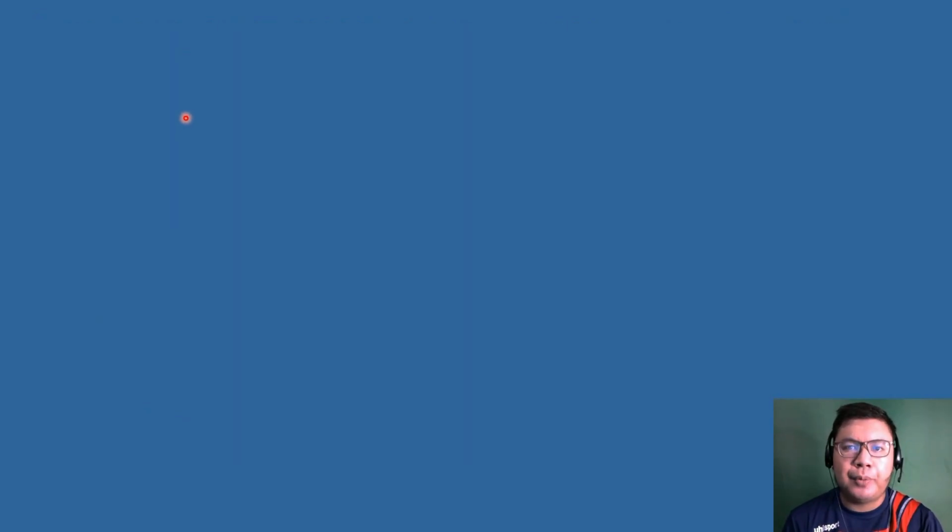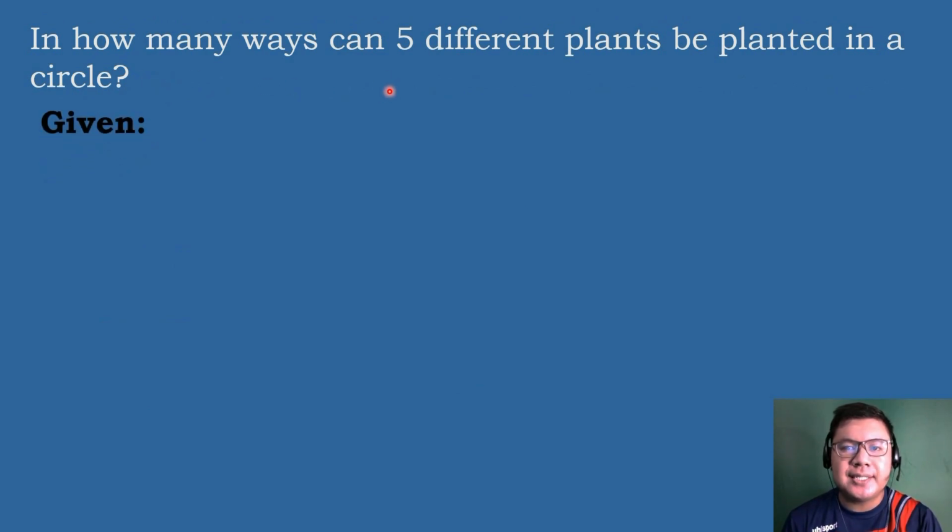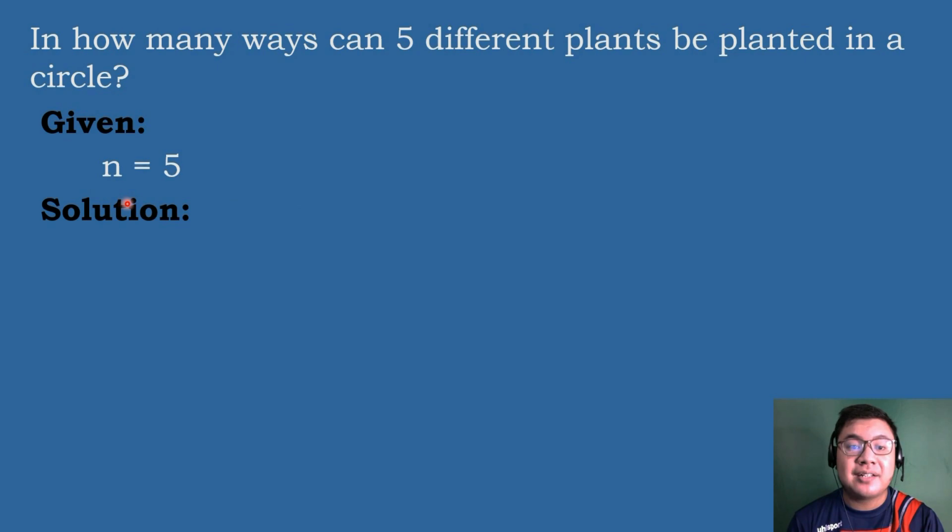Let's have another problem. In how many ways can 5 different plants be planted in a circle? So this one obviously is an example of circular permutation because of the word circle. So we will identify the given. The number of objects will be equal to 5, the 5 different plants, and then we will use the formula of circular permutation, in which P is equal to the quantity of n minus 1 factorial.